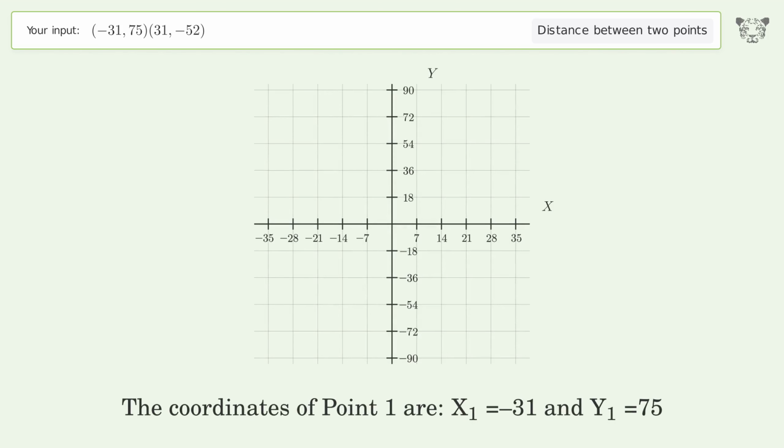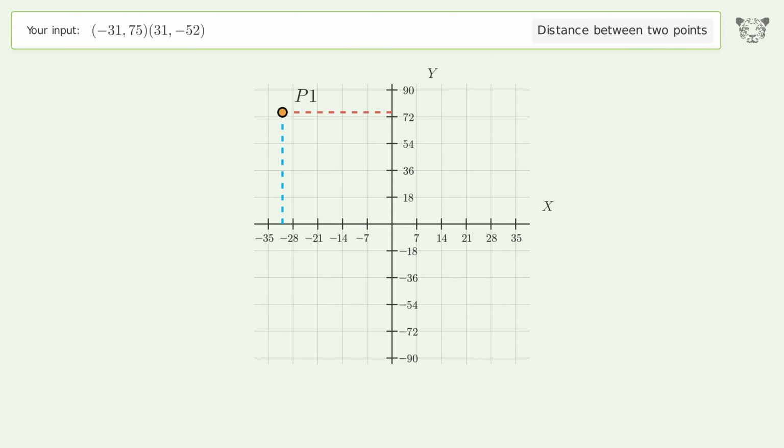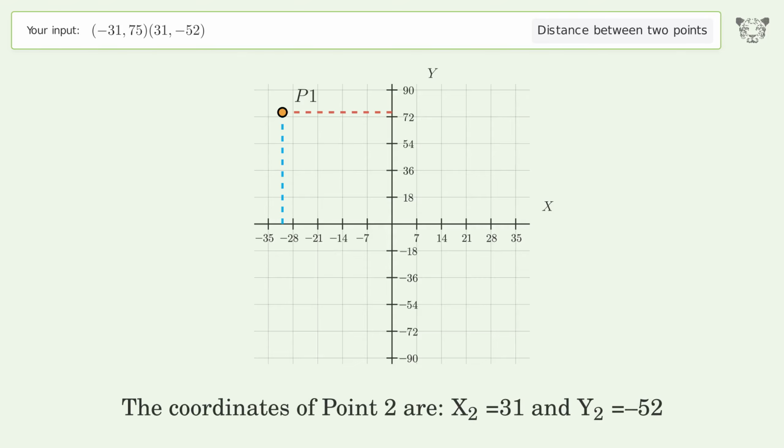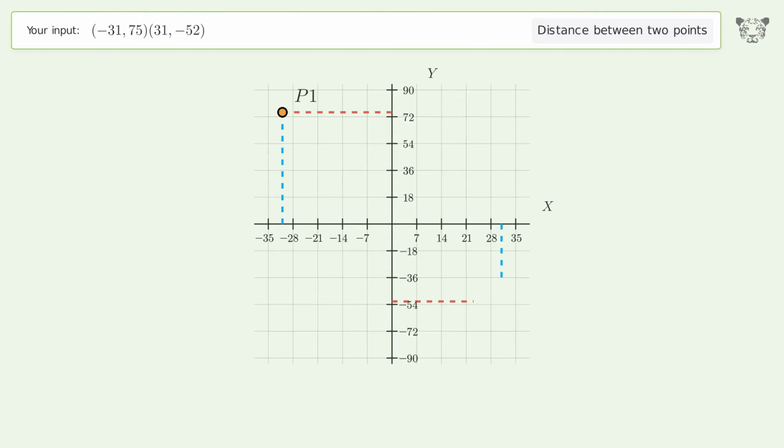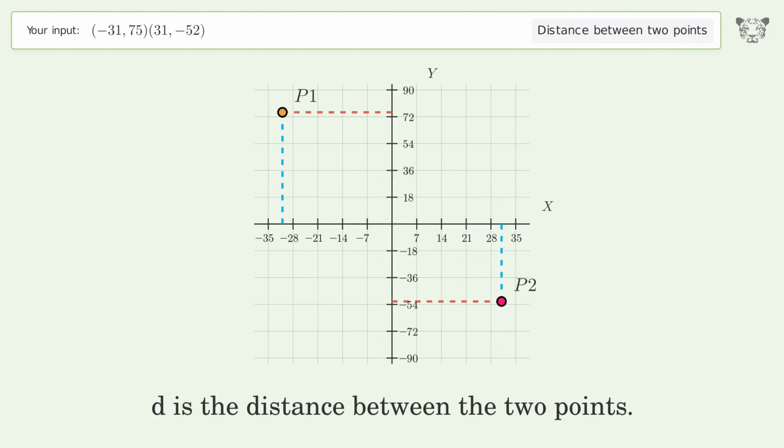The coordinates of point 1 are x1 equals -31 and y1 equals 75. The coordinates of point 2 are x2 equals 31 and y2 equals -52. D is the distance between the 2 points.